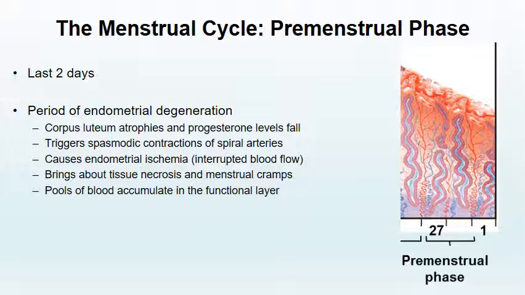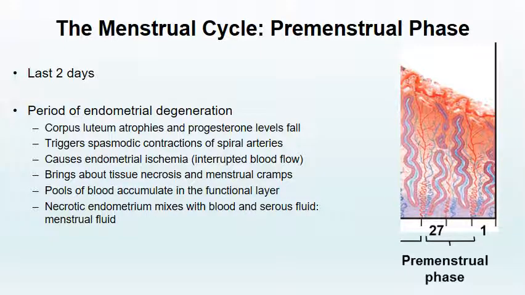During this time, we get little pools of blood that are going to accumulate. Those pools of blood are going to mix with serous fluid. It's going to prevent clotting and just all sorts of liquids that are coming from this tissue that's breaking down. The combination of blood plus serous fluid is what gives us menstrual fluid. So menstrual fluid is not just blood, it's a combination of blood and the other fluids that were involved in prepping the uterus.